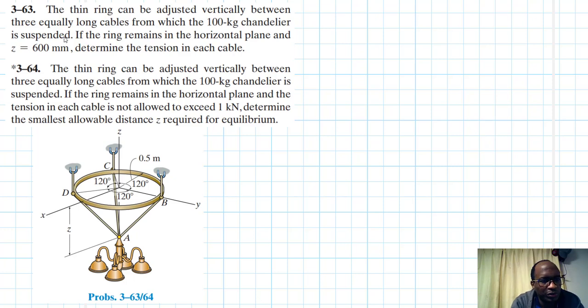The second problem reads: the thin ring can be adjusted vertically between three equally long cables from which the 100 kg chandelier is suspended. If the ring remains in the horizontal plane and the tension in each cable is not allowed to exceed 1 kilonewton, determine the smallest allowable distance Z required for equilibrium.